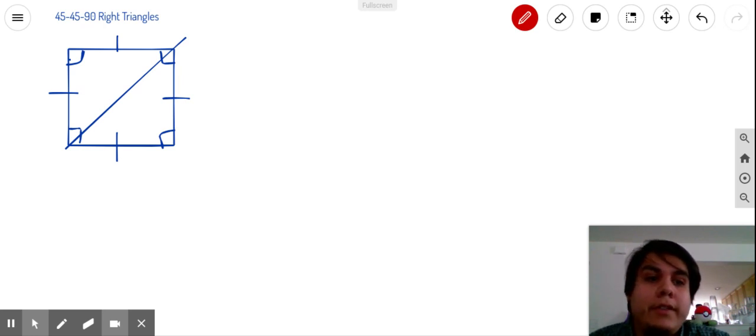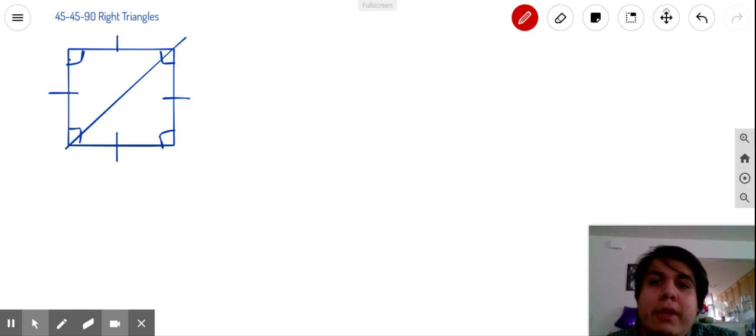Hey guys, so today we're going to talk about special right triangles, and we're going to focus this first one on the 45, 45, 90 triangle. It's a special triangle because it has a certain shortcut rule that we're going to exploit a lot in this upcoming unit. So let's talk about what that rule is.